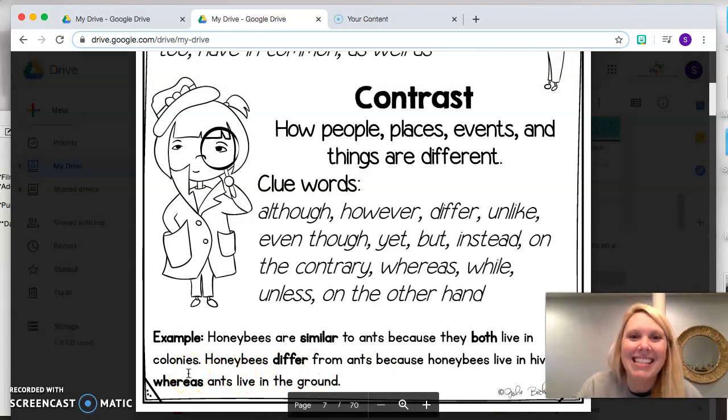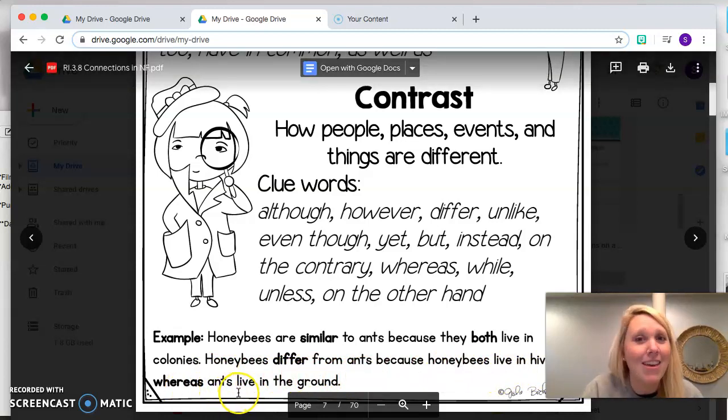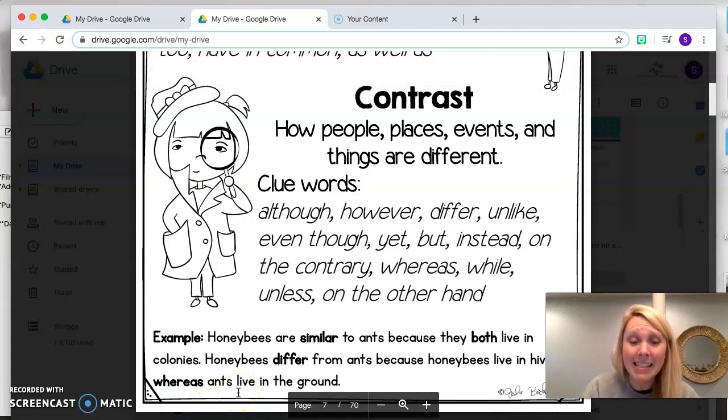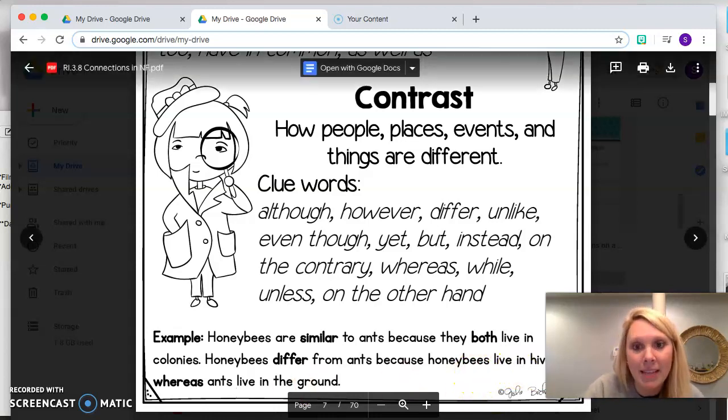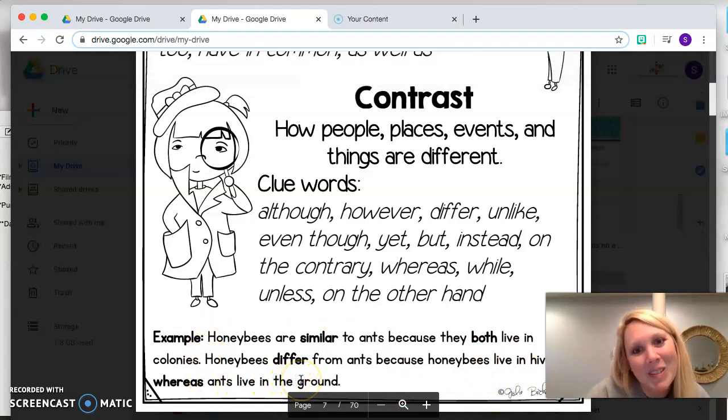Let's read the second sentence. The second sentence says, honeybees differ from ants because honeybees live in hives, whereas ants live in the ground. Well, in that sentence, the author is telling you how the honeybee and the ant are different. The word differ or whereas helps me, the reader, think, they must be talking about how they're different. Well, let's go back in the sentence and figure out how they are different. Oh, I know. The honeybee lives in hives and the ants live in the ground.